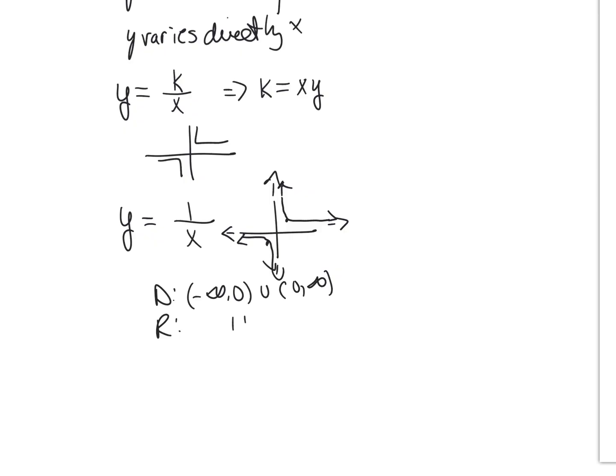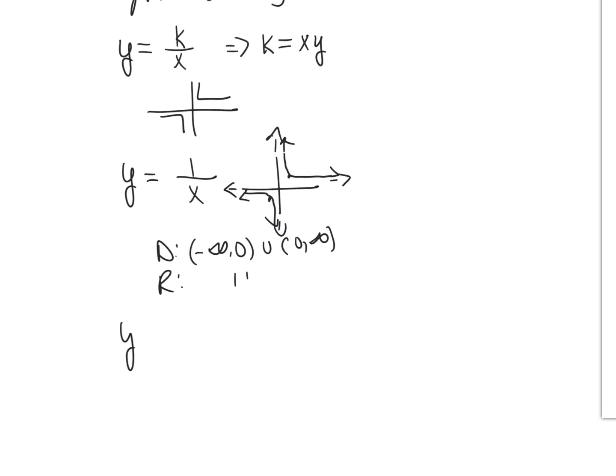Then we took those rational functions and we moved them left to right and up and down. So then we took y equals 1 over x minus h plus k. This value right here would impact our domain, and this value would impact our range.